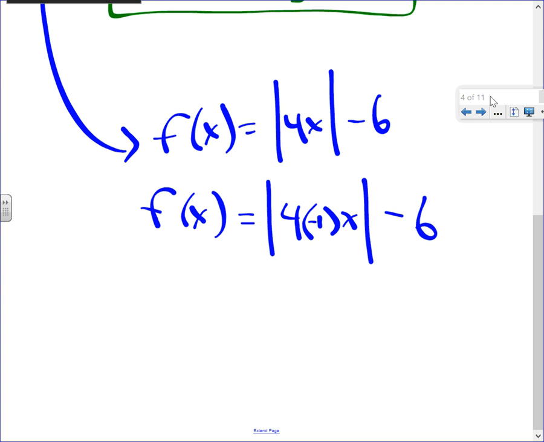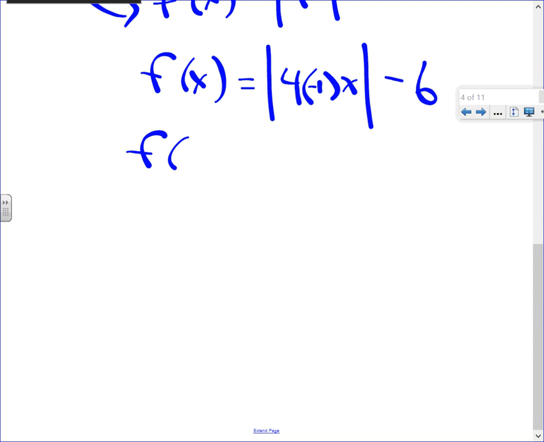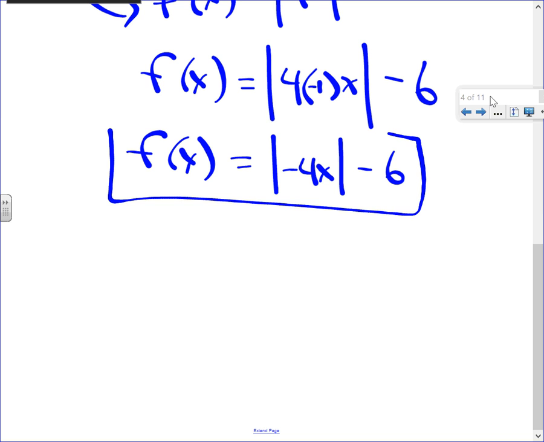Now let's just simplify this. It looks nasty and ugly and dirty. F of x is, what's 4 times negative 1? Right, so my new function will be negative 4x minus 6. Here's a new one. This is a reflection over the y-axis because I multiplied the x by negative 1. There's your answer.